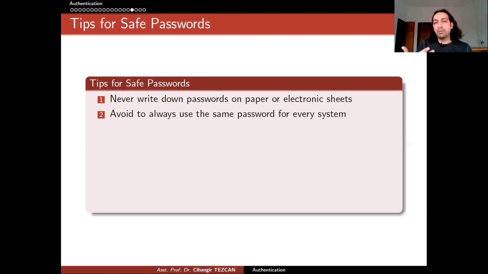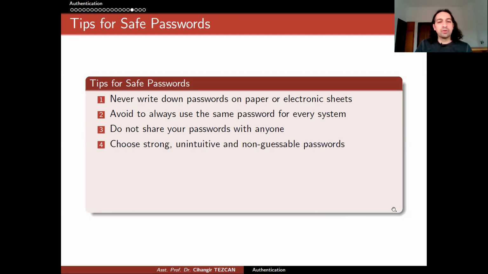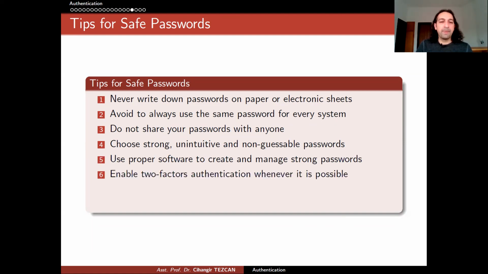And most of the time, people use their Gmail account for creating other accounts, like your Twitter or Instagram account. So once your Gmail account password leaks, actually you lose everything, and it takes some time to recover all of these systems. Of course, do not share your passwords with anyone. Choose strong, unintuitive, and non-guessable passwords. Use proper software to create and manage strong passwords. Enable two-factor authentication whenever it is possible.